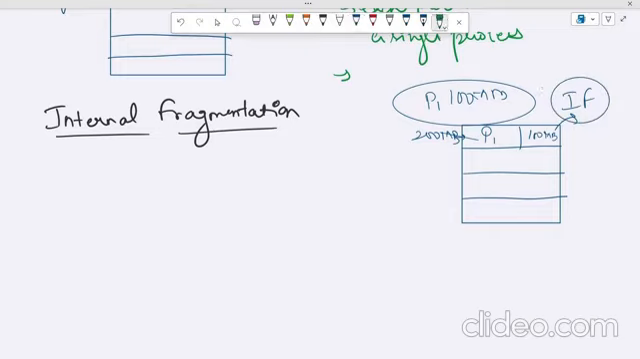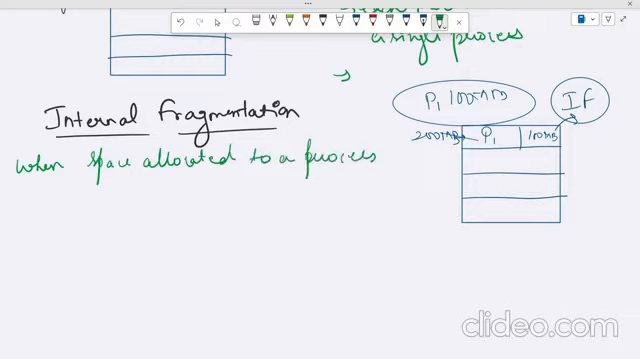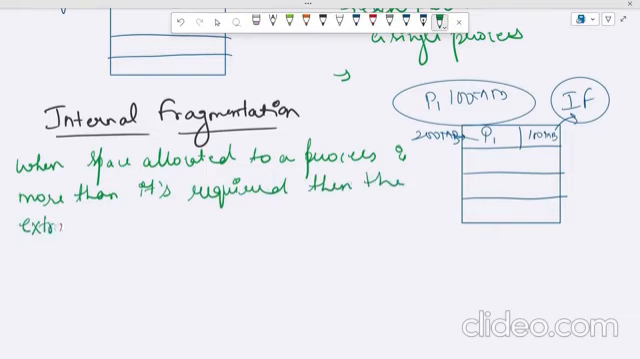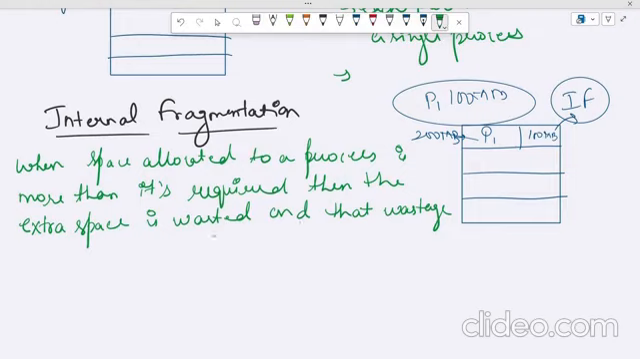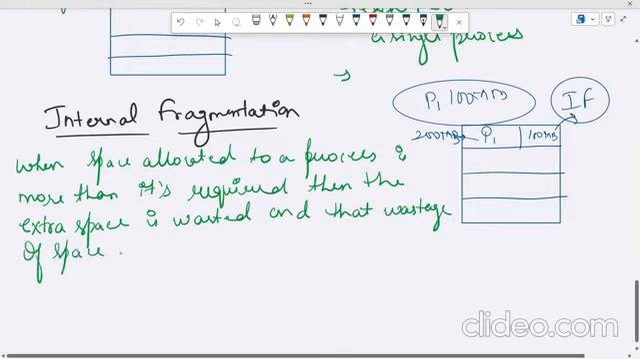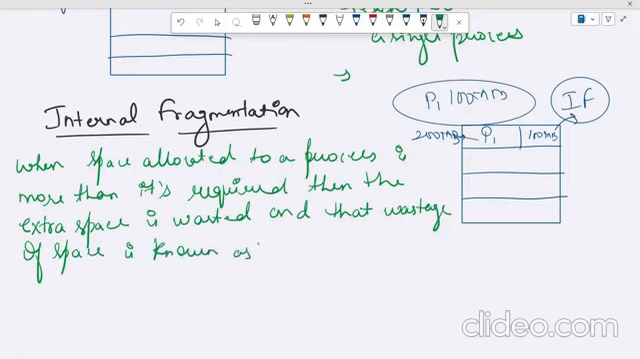So if you want to understand what internal fragmentation is: when the space allocated to a process is more than it requires, the extra space is wasted, and that waste of space is known as internal fragmentation. So I hope you understand internal fragmentation.